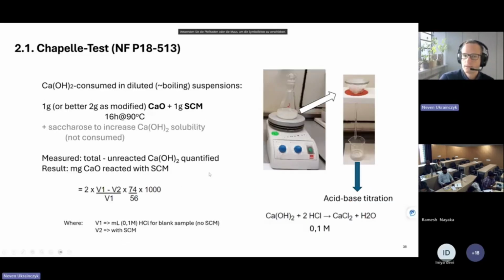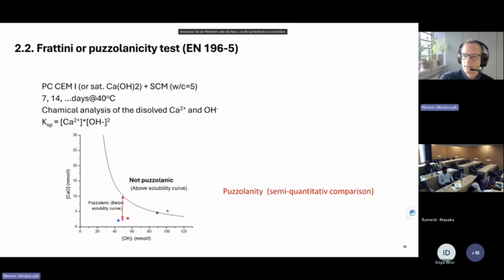So now I go to the second method. This is the Frattini method. Here you are actually using the solubility product. So you are measuring calcium oxide and pH, the OH minus. And if you measure the amount of calcium oxide and OH minus, the solubility curve is like this.